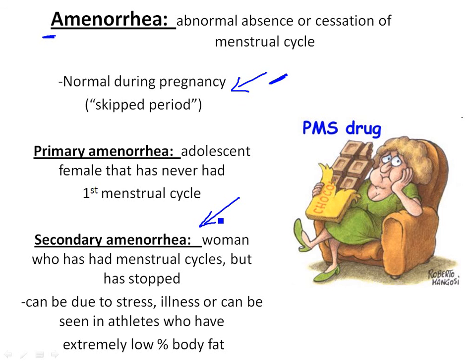It can be due to stress. Women can become irregular. They can skip a period simply because they have a lot of stress in their life. It can be a severe illness. They can stop menstruating. And it can be someone who's in very good shape. A female athlete who can have such low body fat can simply stop having menstrual cycles.